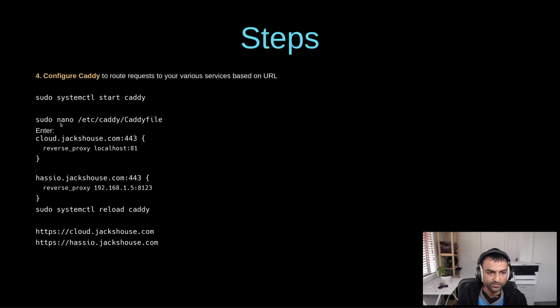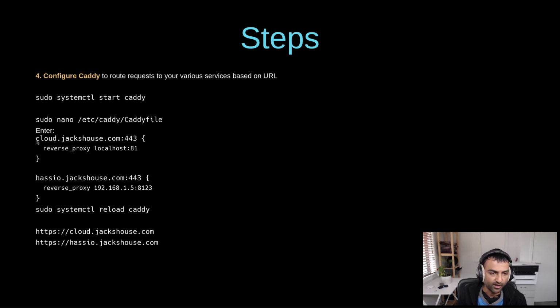So type in sudo nano /etc/caddy/Caddyfile. So this is the global Caddyfile. You can also make multiple local Caddyfiles and add them if you like, but I like to keep it simple, just have one single file that has all the settings.